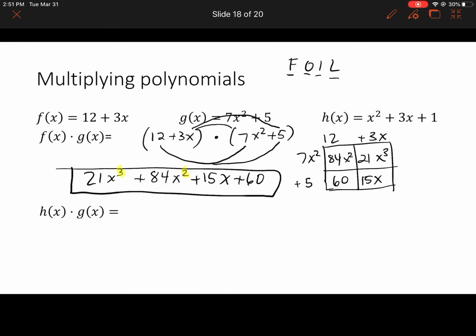But it's not always going to be that easy. Take a look at this. We have h of x times g of x. Notice what's different about h of x. I'll give you a few seconds to see if you can figure out what's different about that one, g of x, and f of x.